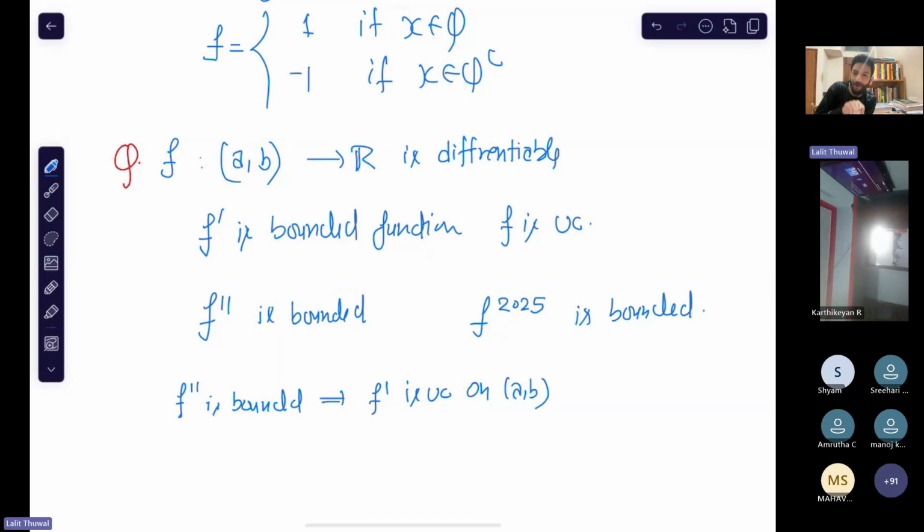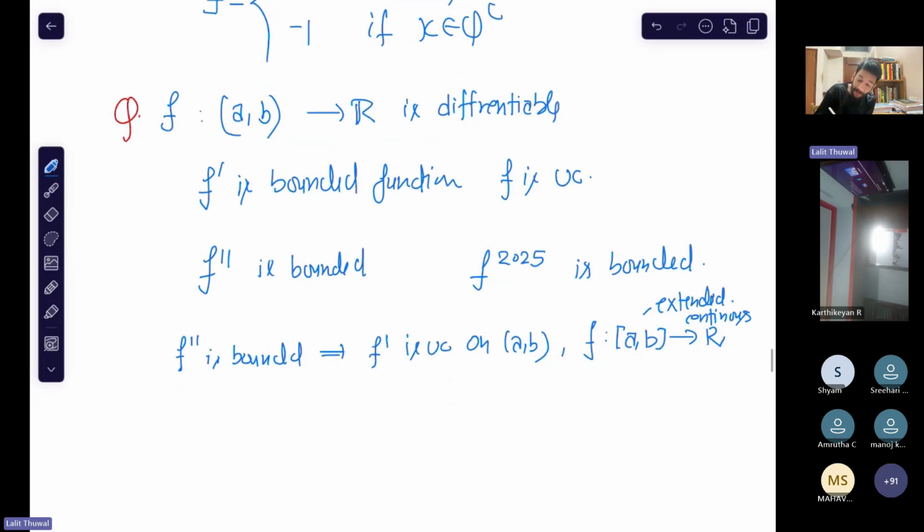Because f double dash is the derivative of f dash, f dash must be uniformly continuous. So f dash can be extended continuously from the closed interval AB to R. You can note it, I'm not writing everything. A function which is continuous on a closed interval is always bounded. So f dash is bounded on the open interval AB.